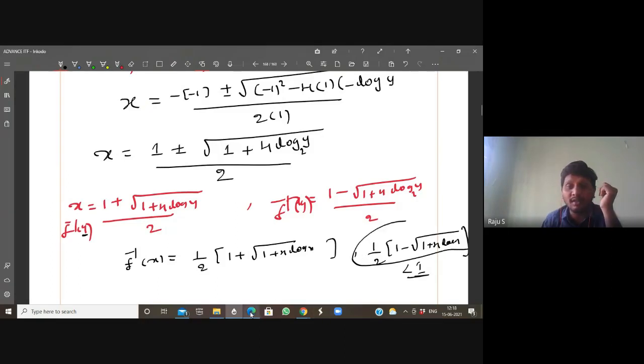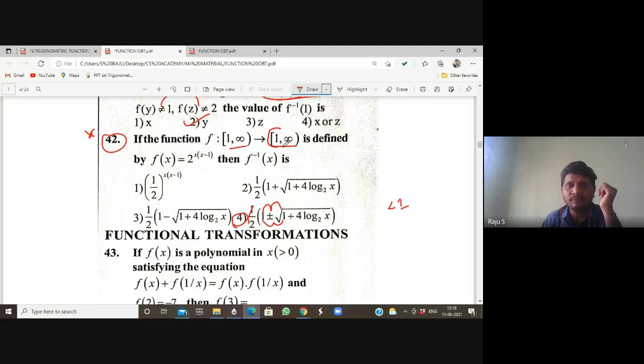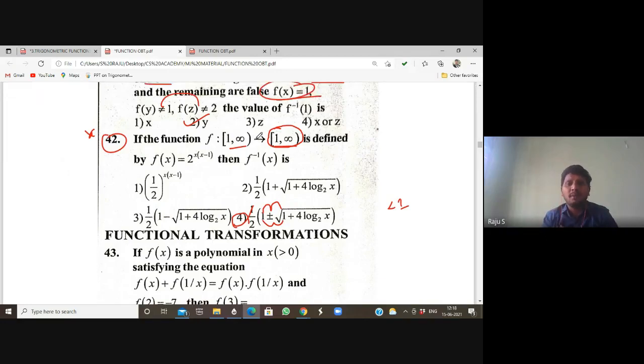But what is the output they given? What is the output? 1 to infinity. What is input? 1 to infinity. The value should be more than 1, but the second root they are getting is lesser than 1, this minus value. So this is not correct. The second option is correct.